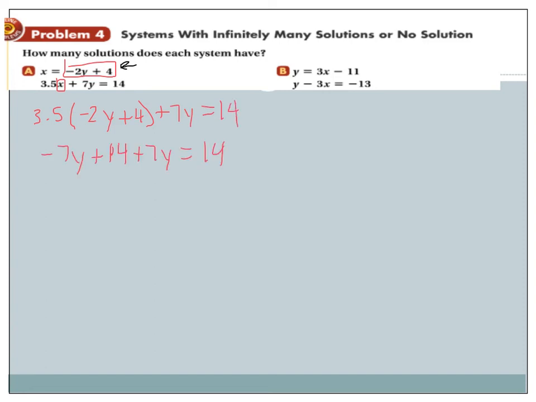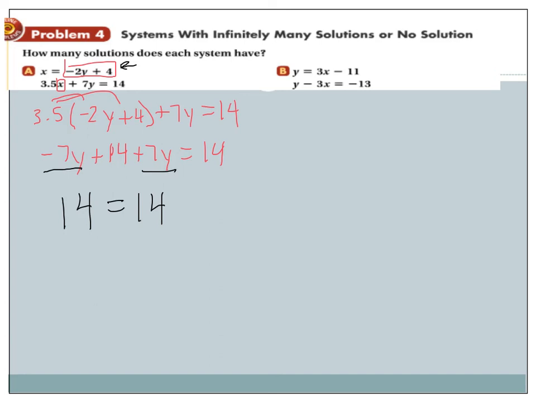So all I did so far is distribute. And now when I look at this problem, I have like terms here, negative 7 and 7. Well, negative 7 plus 7 would give me 0. So what I'm left with is 14 is equal to 14. Now there's no variable there. There's no y left over.